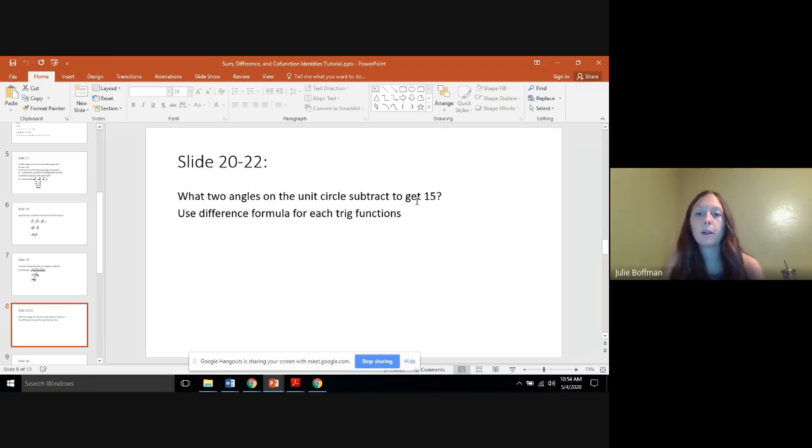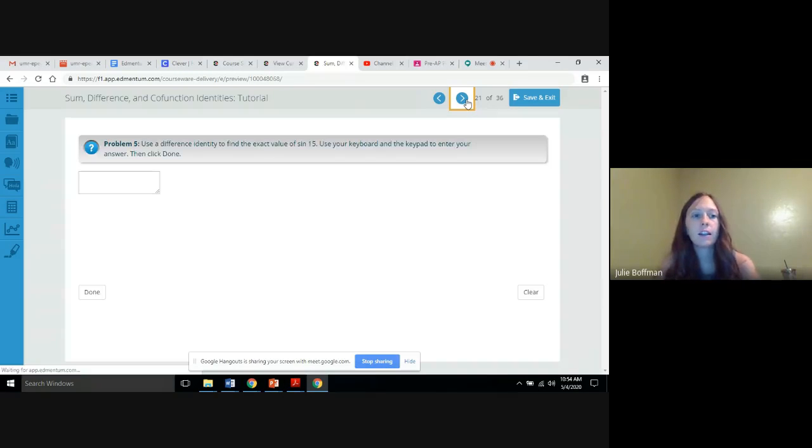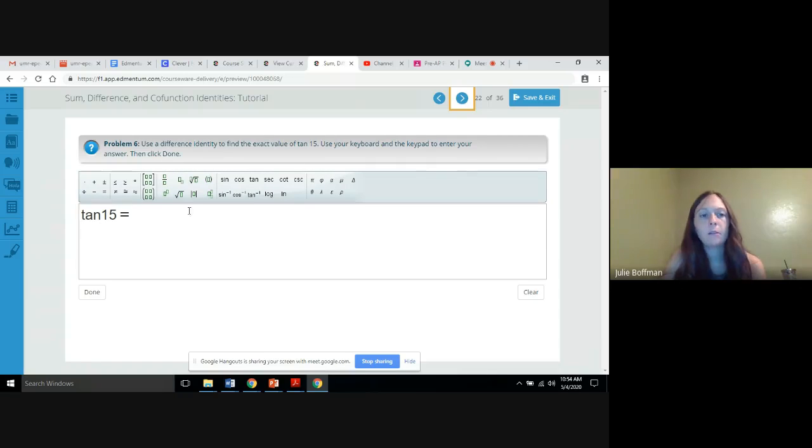I think the easiest ones to pick would be 45 minus 30. If you pick 45 minus 30 and you use the difference formula, you can use the same 45 minus 30 for cosine. The next slide is sine. And the next slide is tangent. Okay, and you won't have any issues. You shouldn't, at least. So I'm going to have you try those 3 slides on your own. If you have any problems or it's not taking your answer, just send me a picture and let me know. But go ahead and pause the video and try those 3 slides to 22, and then we can pick up from there.